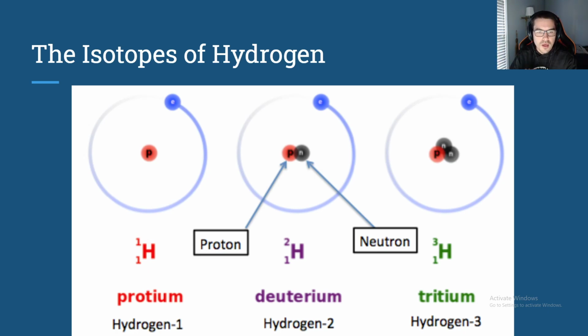All right. So let's look at the pictures here, the models, and try to glean the difference. Well, you probably spotted it, right? The only difference between these 3 isotopes is the number of neutrons, right?